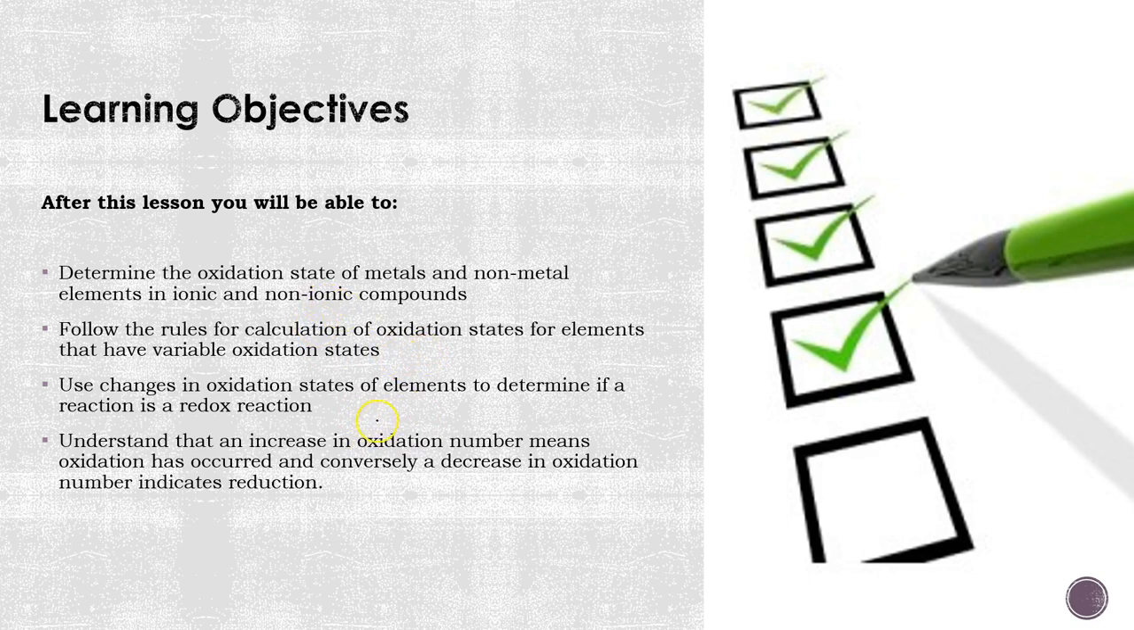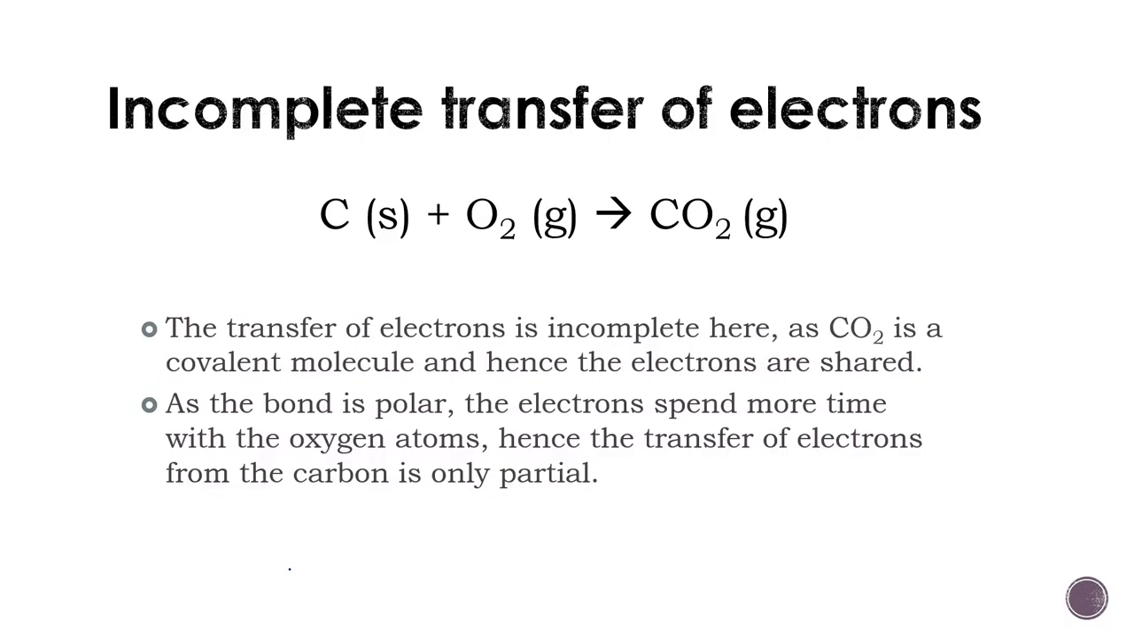Use the changes in oxidation states of elements to determine if a reaction is a redox reaction or not. And then understand that an increase in oxidation number means that an oxidation reaction has occurred, and conversely, a decrease in oxidation number indicates reduction. So let's get started. The reason we need to use oxidation numbers or look at oxidation states, and I'll use those terms interchangeably, is because sometimes with a redox reaction, our transfer of electrons is not very clear.